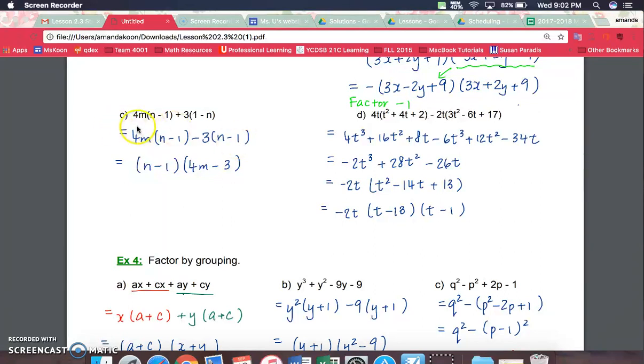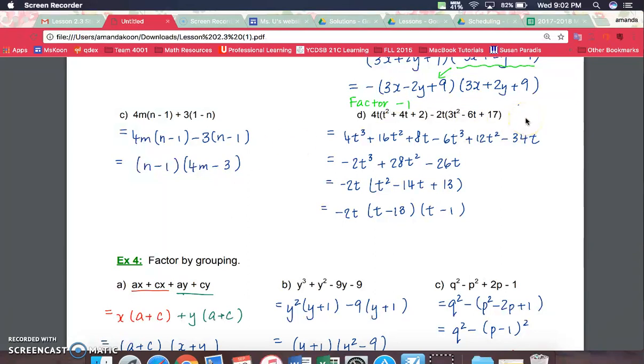So now divide 4m times n minus 1 by n minus 1, you get 4m. Divide negative 3 times n minus 1 by n minus 1, you will get negative 3. And you have fully factored this binomial.